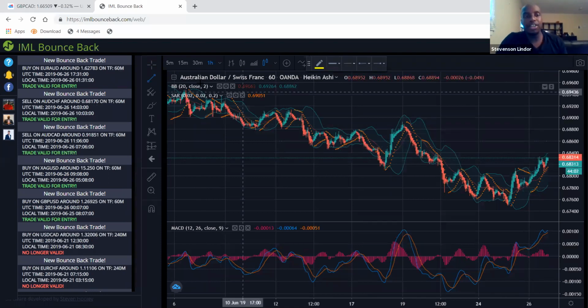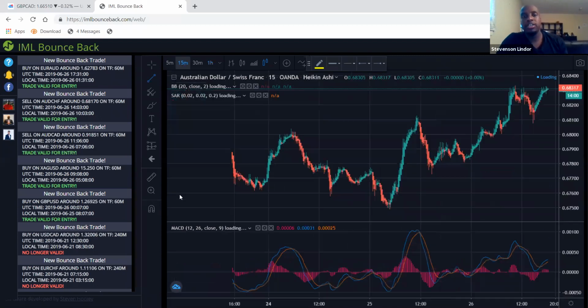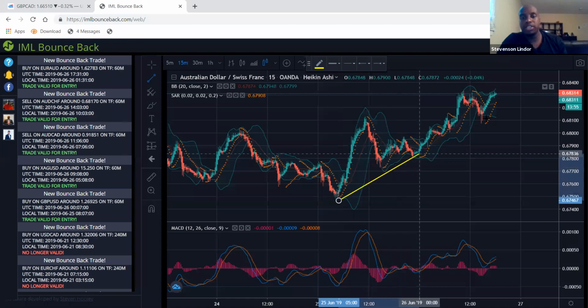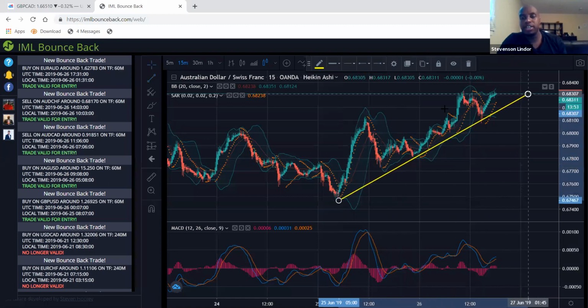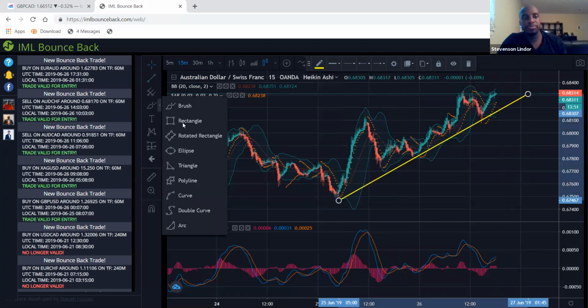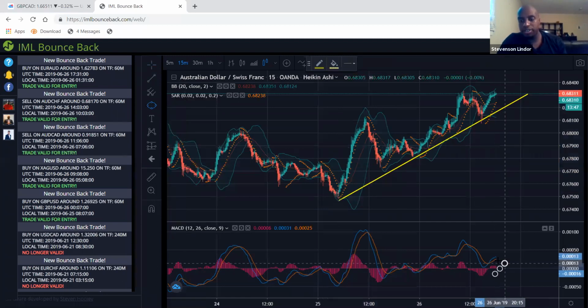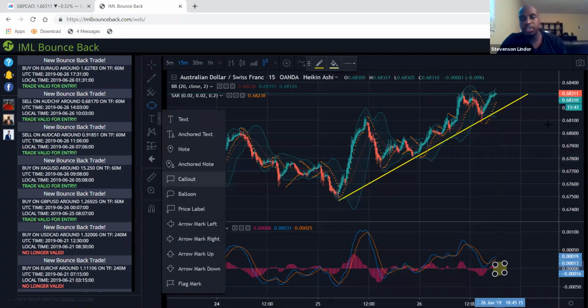So that's another reason why we draw a trend line. So we're in an uptrend, drop down 2 time frames, identify the current trend. Now all I'm looking for is a MACD crossover, and I'm looking for a break of the trend line.